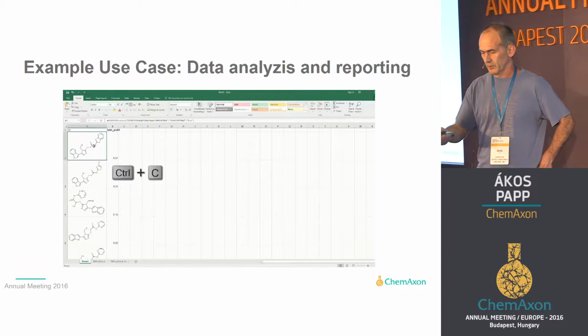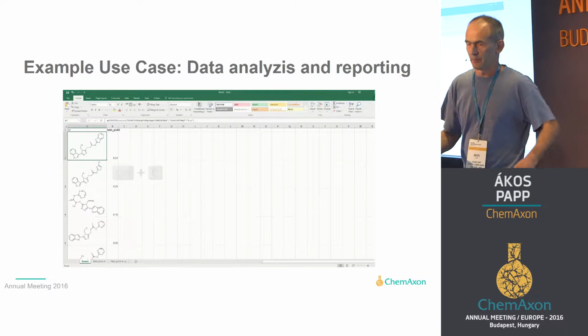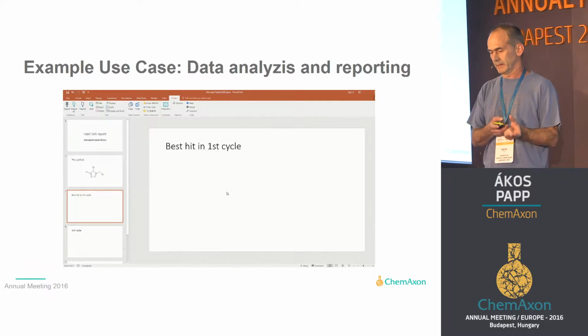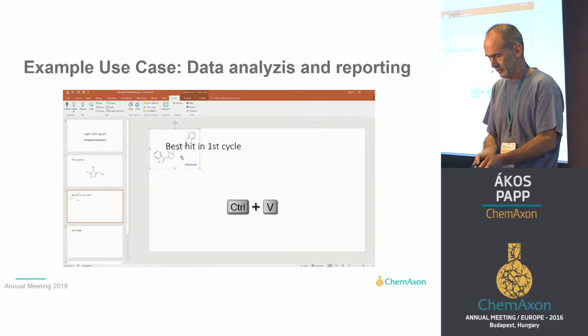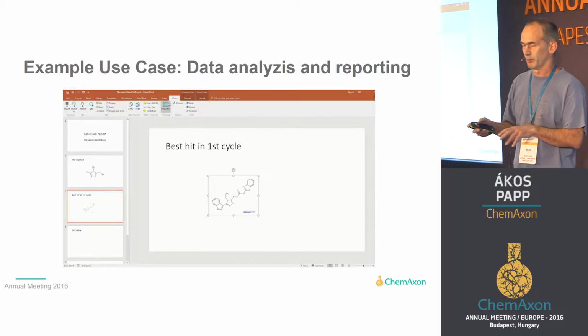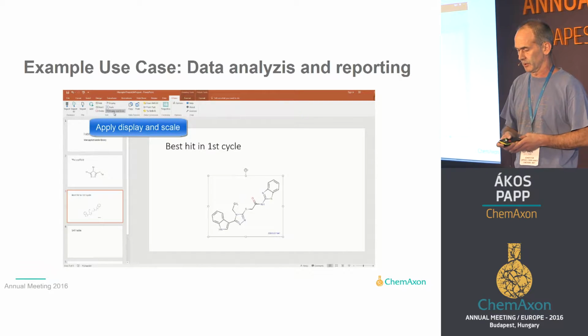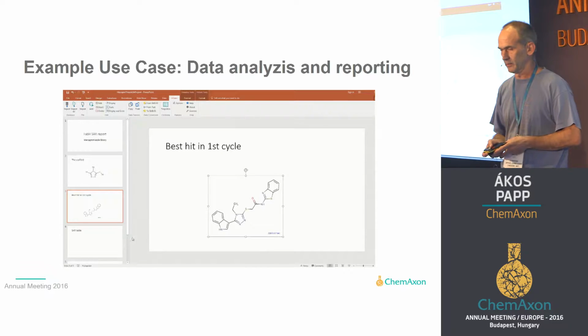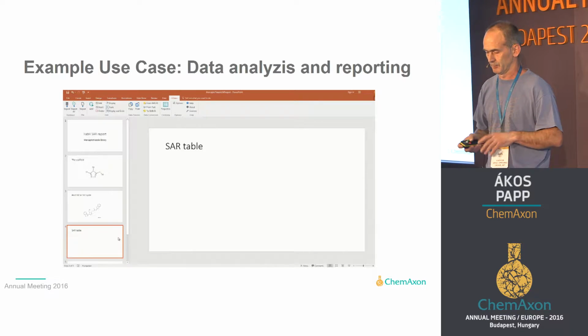So I start creating the report. This is the first step. This is the data. I just selected the best compound. Control-C from Excel, Control-V into PowerPoint. It's landed immediately. I have different settings in my PowerPoint presentation for the scale of the structure, maybe even the display settings. I just click the display and scale button, and it applies my settings.